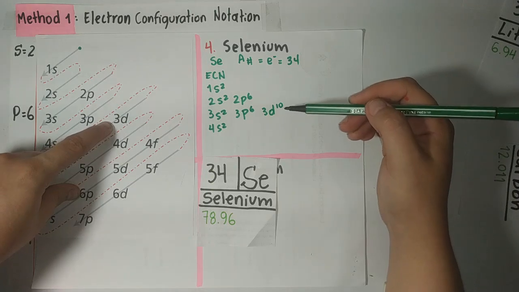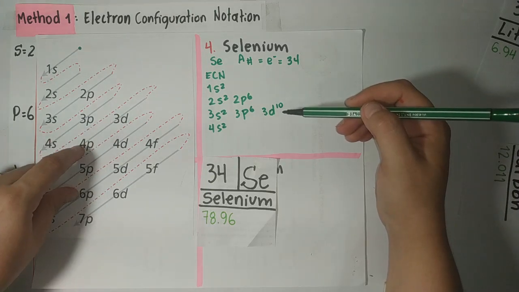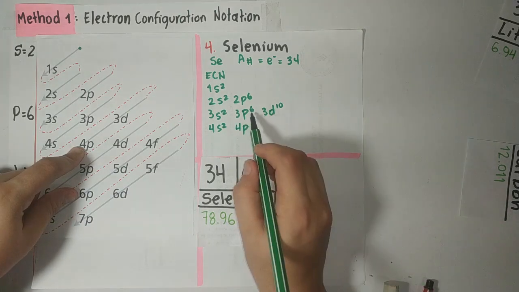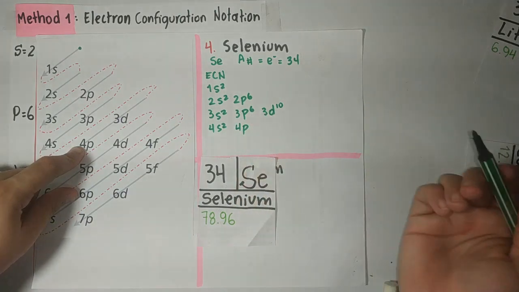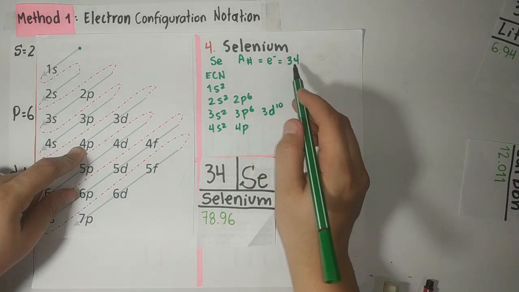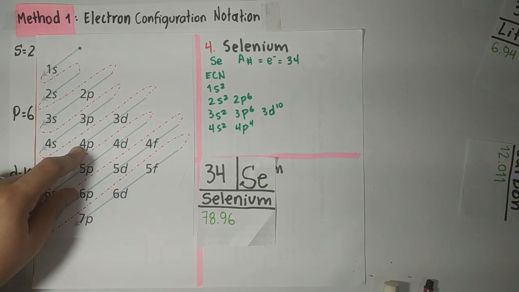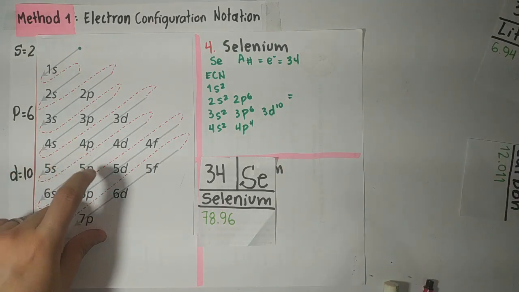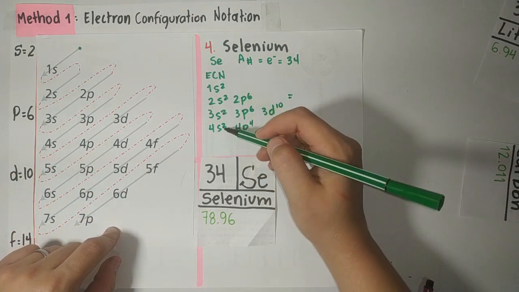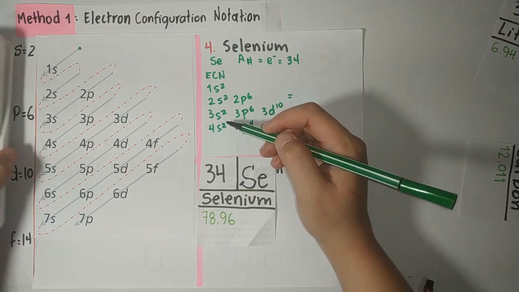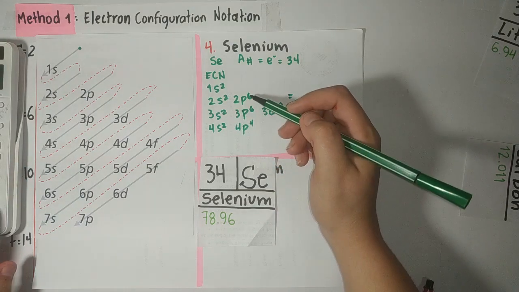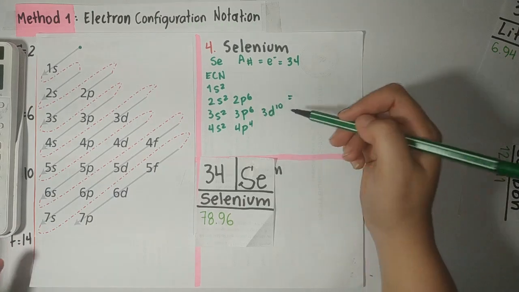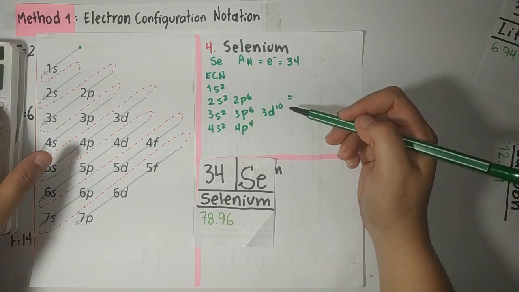That means that I need 4 electrons, so I continue with 4p. But instead of writing 6, I'm just gonna write what I need. I need 4. So now we always need to make sure that we add them correctly. So I have 2 plus 2 plus 2 plus 2, I have 8 plus 6 plus 6 plus 4 plus 10, 34.